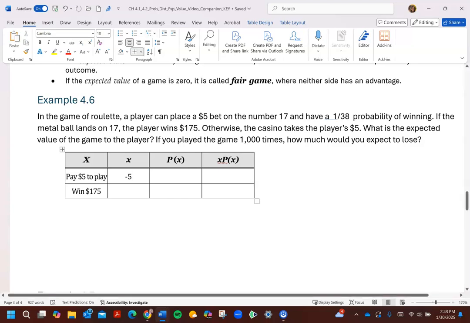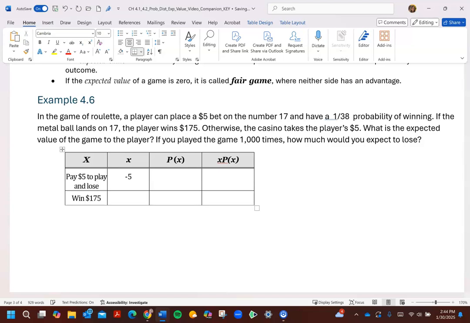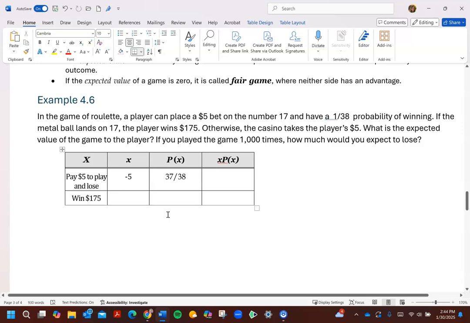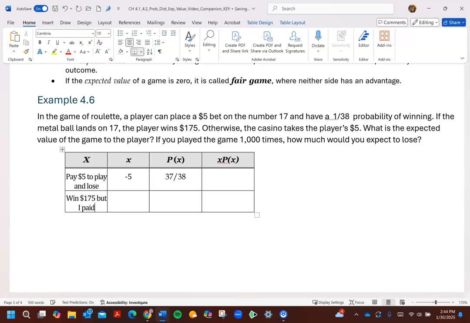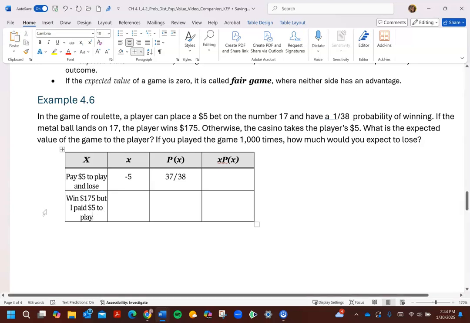Okay, so that is going to happen. We could do this a couple of different ways. Well, I pay $5 to play and I lose, right? So that would be -5, and that would happen 37 out of 38 times. And then over here I would just multiply those two together. Then my other scenario is I win $175, but I paid $5 to play. So really what I get is 170. Okay, and that would happen 1 out of 38.